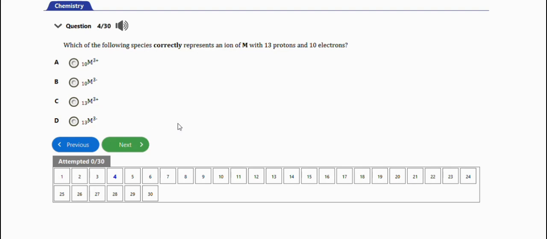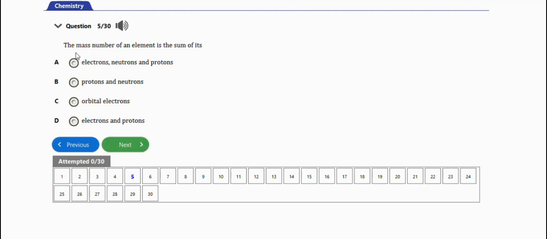The next repeated question will be this one. It says the mass number of an element is the sum of its protons and neutrons. Very, very simple. Option B. The next question is this one. It says which of the particles indicated below represents an ion with a charge of 2 plus?